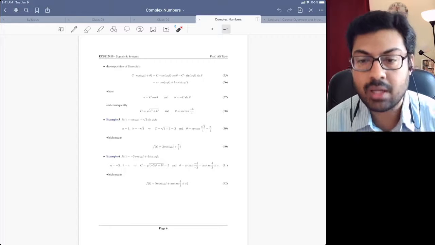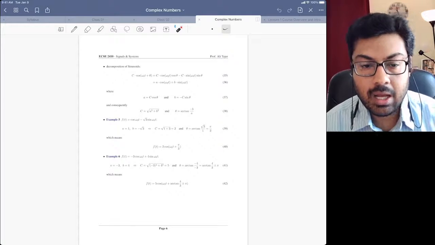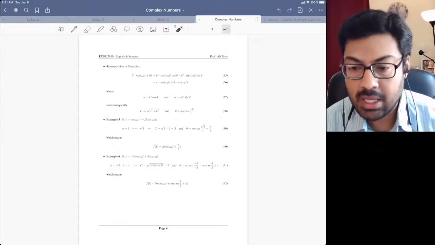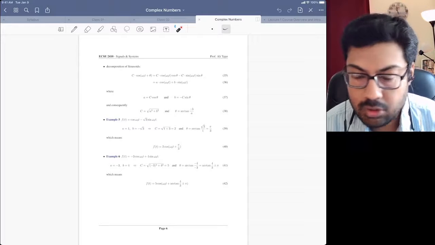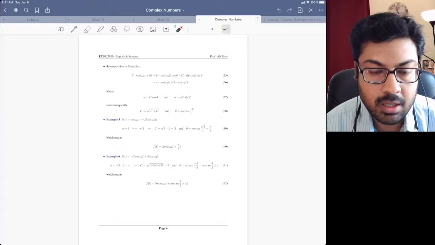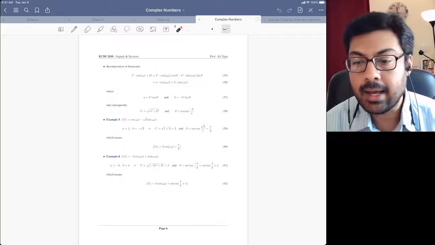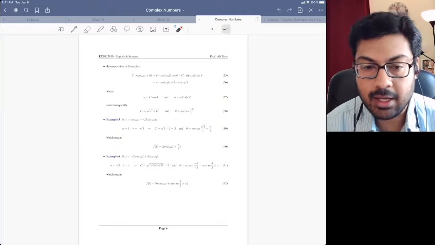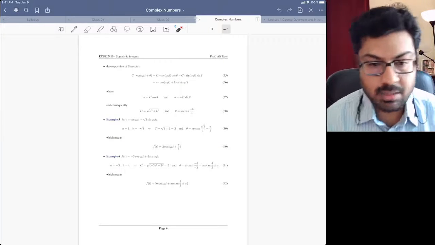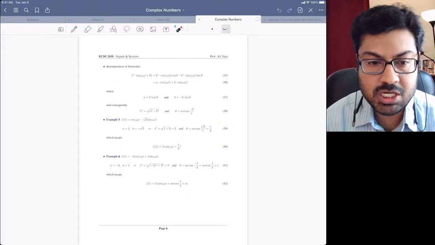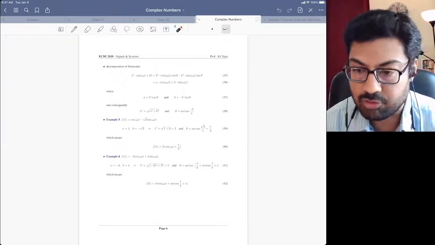So homework number 1 is essentially a review on complex numbers, and take a look at this resource to work on that. If you are very well versed in complex numbers, you won't need it, but just in case you need it, you have this particular resource.